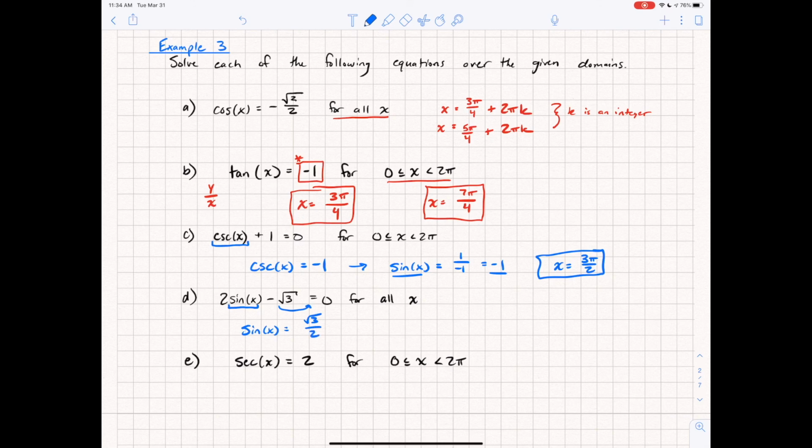So I'm looking on the unit circle and I'm looking for angles where my angle has a y-coordinate of root 3 over 2. This happens in two locations.